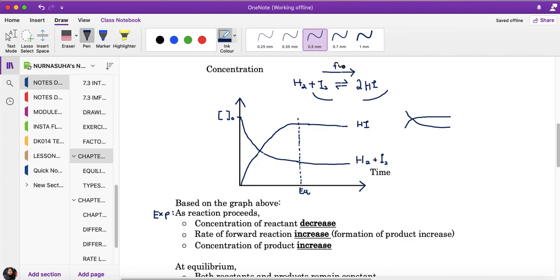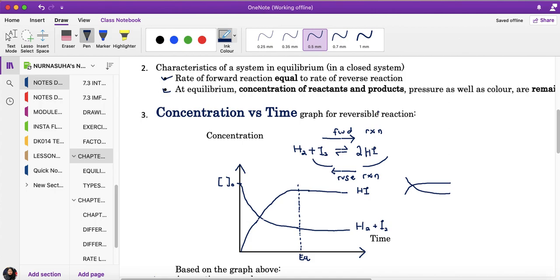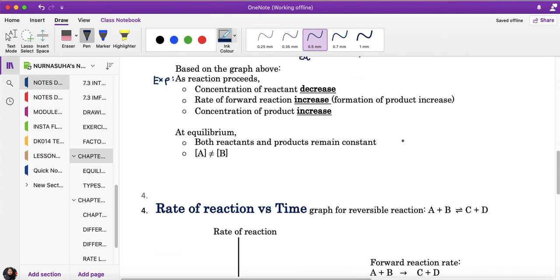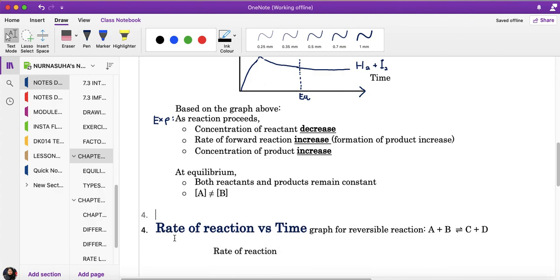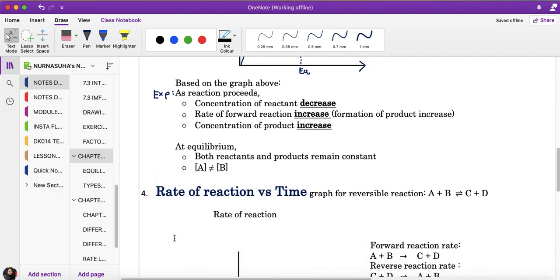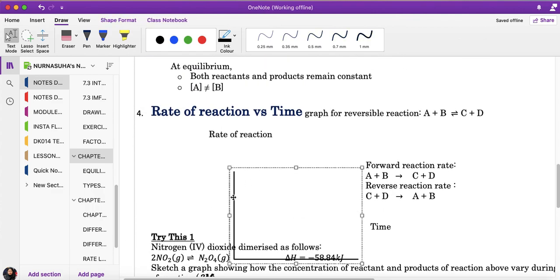When I say forward reaction, it means from left to right. Kalau reverse reaction, from right to left. So this is a reverse reaction. Remember that. Okay. Sorry ya, sesama pula sikit. Okay, next adalah kat sini ya, tengok. At equilibrium, both reactants and product remain constant. Okay. Next.